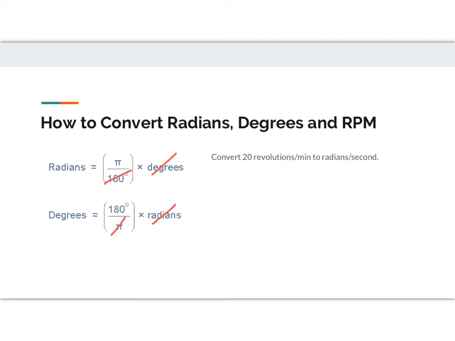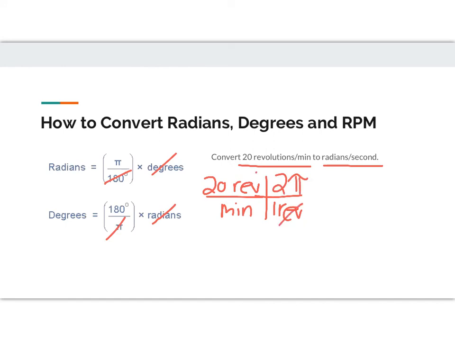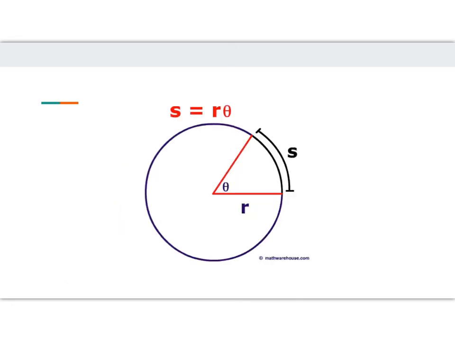So my question says convert 20 revolutions per minute to radians per second. So I have 20 revolutions per minute. Now, 1 revolution, we're going to radians, so that's 2 pi. And then 1 minute, I have 60 seconds. From there, I can multiply out and get my radians per second. Once again, here is the equation for figuring out my S, which is my arc length. This is something we'll be using throughout this unit.